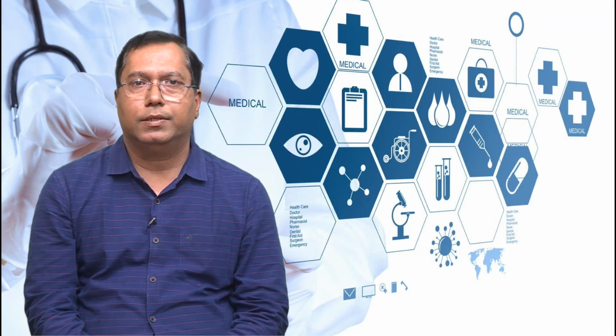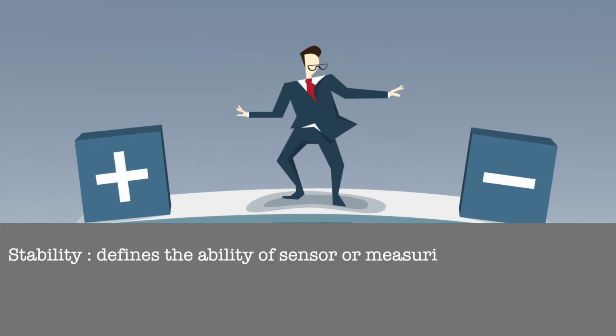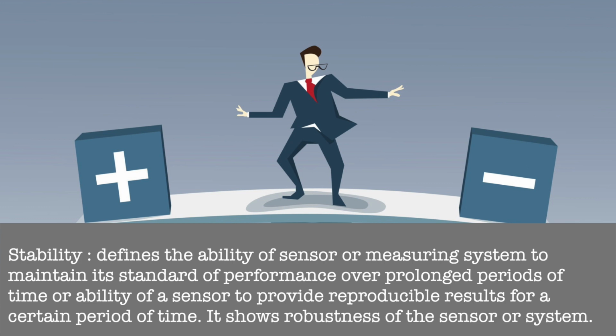Another characteristic is stability. Stability defines the ability of a sensor or measuring system to maintain its standard of performance over a prolonged period of time, or the ability of a sensor to produce reproducible results for a certain period of time. It shows the robustness of the sensor or system.